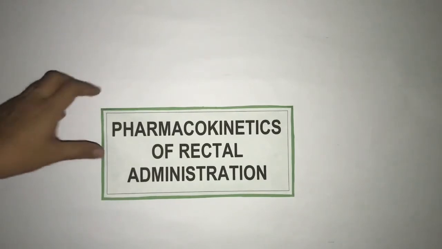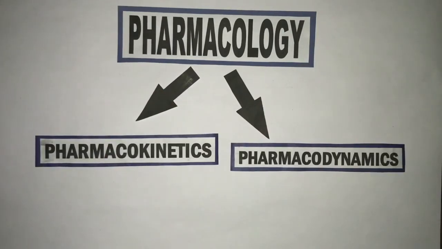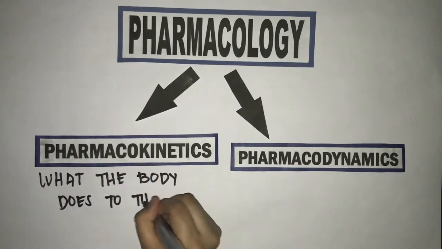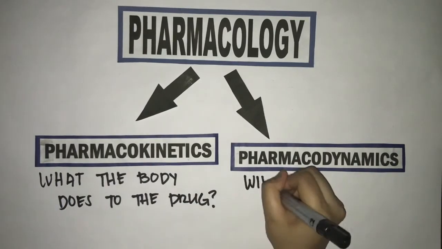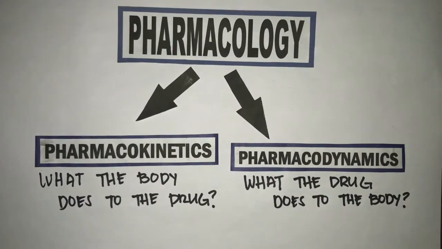First, let's define pharmacology. Pharmacology is the science of substances used to prevent, diagnose, and treat disease. It is subdivided into pharmacokinetics and pharmacodynamics. Pharmacokinetics is a branch of pharmacology which basically answers the question, what the body does to the drug. Pharmacodynamics, on the other hand, answers the question, what the drug does to the body. Overall, this allows us to understand the fate of drugs as they enter our body and elicit their response.